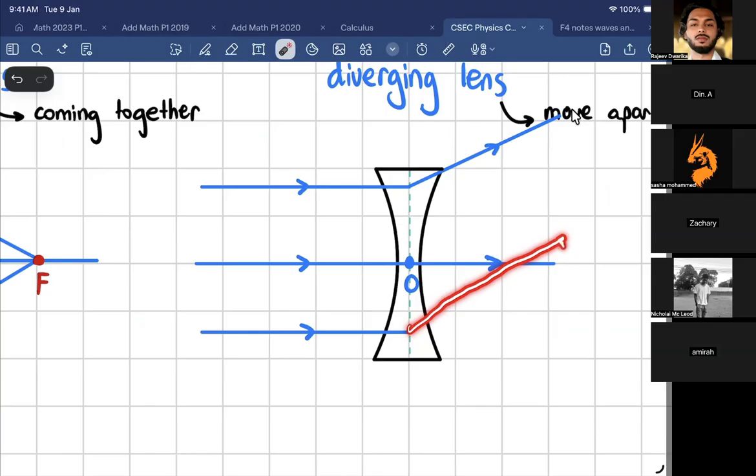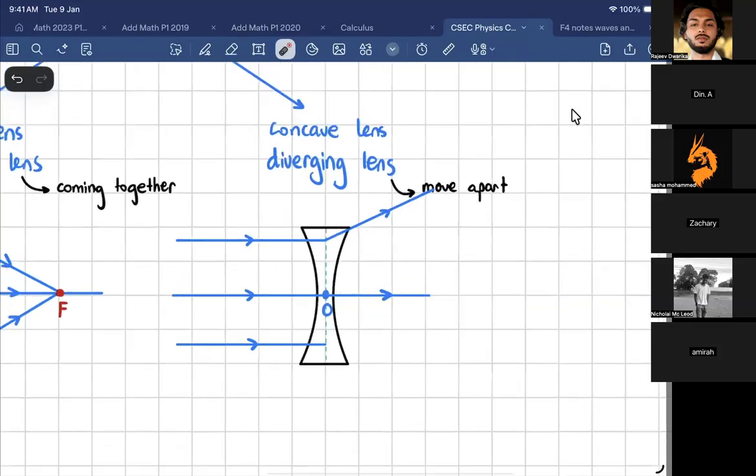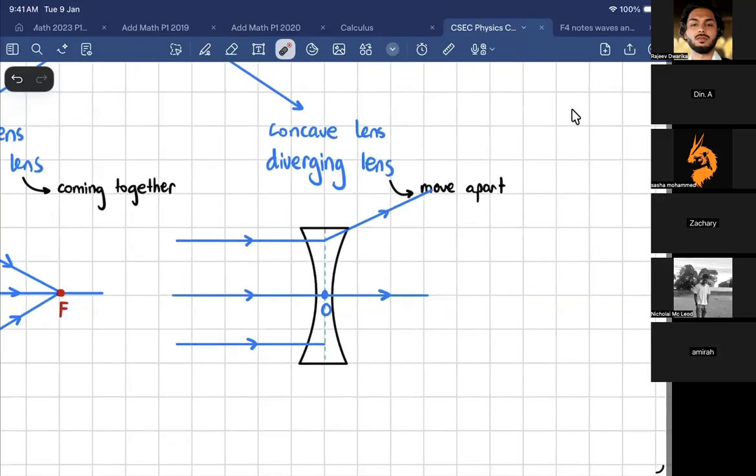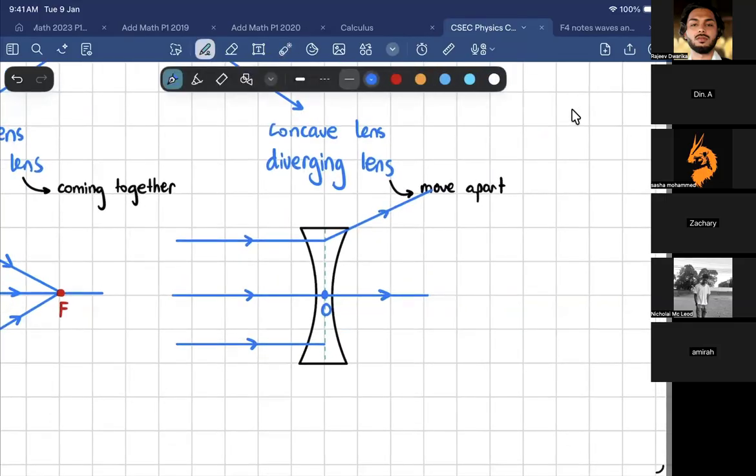No. That would be wrong, right? Because it looked like it was converging. It comes into this, it's approaching that one, but we know that is not the case, right? The rays are going to move apart. So after it exits the lens, it is actually going to move apart like this.